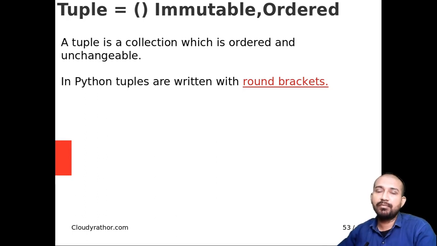What is immutable? We will see it in our hands-on. It is immutable, it is ordered. A tuple is a collection which is ordered and unchangeable. Whenever I say immutable, it means we cannot change any value inside the tuple. And in Python, tuples are written in round brackets.